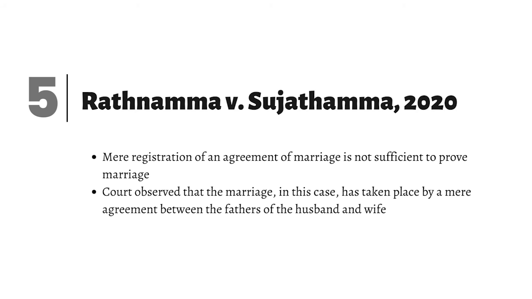Last case is Rajat Nagpal versus Sujata, and it's a case of the year 2020. The court observed that the marriage in this case had taken place by a mere agreement between the fathers of husband and wife, not the husband and wife, but between the fathers of the husband and wife. Thus, the court held that such types of marriages are not valid because for a marriage to be valid, it needs to be in accordance with the provisions of Section 7 of the Hindu Marriage Act 1955. And it should include the customs and ceremonies of either of the two parties and should include Saptapadi, which marks the completion of a marriage ceremony.